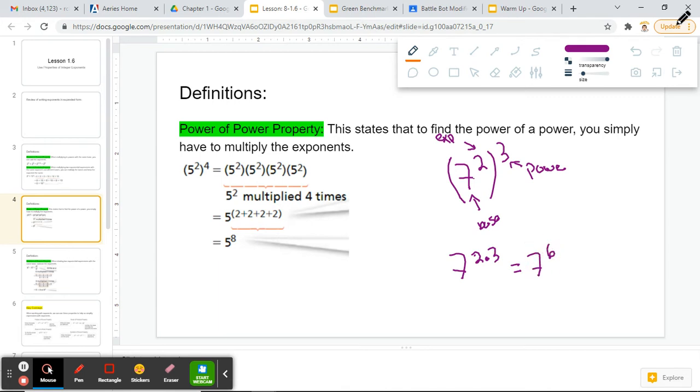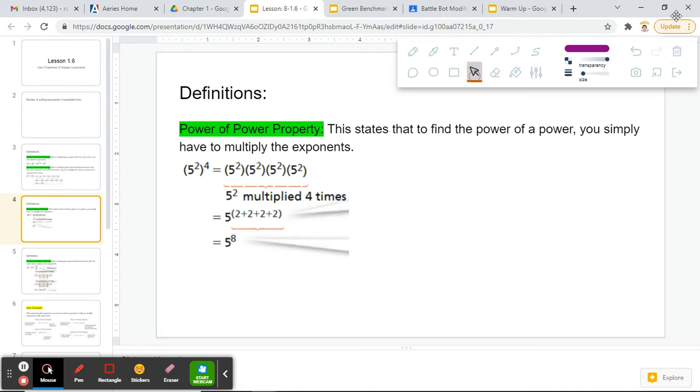Similarly, over here in this example, we have 5 squared to the 4th. That's the same as doing 5 squared times 5 squared times 5 squared times 5 squared. Using our product of powers property, we could just add these all together. So we can do 2 plus 2 plus 2 plus 2, which is equal to 5 to the 8th. Or you could just skip to the last step here where you multiply these two together, and you would have gotten 4 times 2 is 8 using the power of power property. It's a little alliteration there.